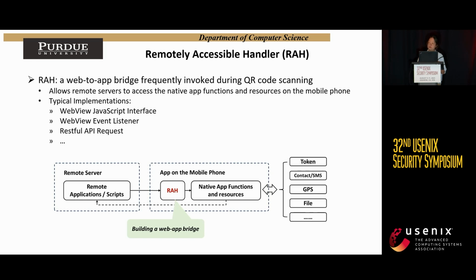During this procedure, to facilitate interaction with those remote servers, many apps usually provide some local functions registered in the web view object. These functions can be remotely invoked by the remote server, so we call them remotely accessible handlers, RAH. Especially, the remote server can use this RAH to access local app services and resources, like the app credential, local files, or even the GPS service. And then the RAH will return the requested resources and their execution results to the remote server.